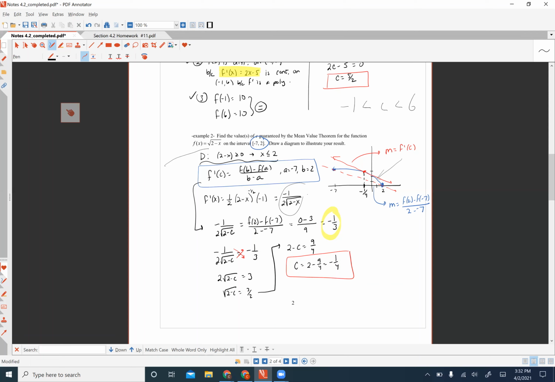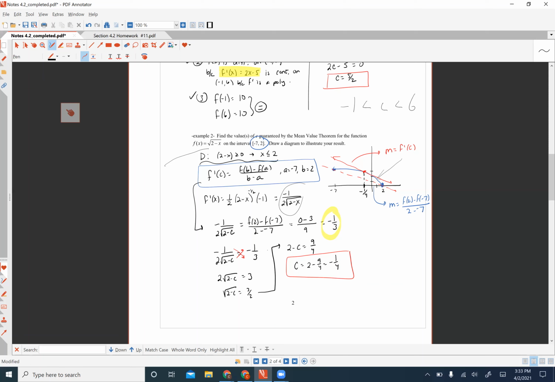And that is differentiable in the open interval from -7 to 2. The denominator is 0 at x equal to 2, so it's not differentiable at the endpoint, but we only care about the open interval. And so now we just have to solve. Let's find some point c. Here's the derivative, just plug in c.